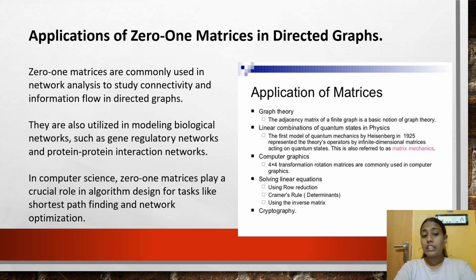In computer science, 0-1 matrices play a crucial role in algorithm design for tasks like shortest path finding and network optimization. The shortest path finding and network optimizations will be used in computer science in analysis of design as well as data structures. So this matrix will be used in those subjects. And the applications of matrices are graph theory, linear combination, computer graphics, solving linear equations, and cryptography. Cryptography can be used in cybersecurity too.